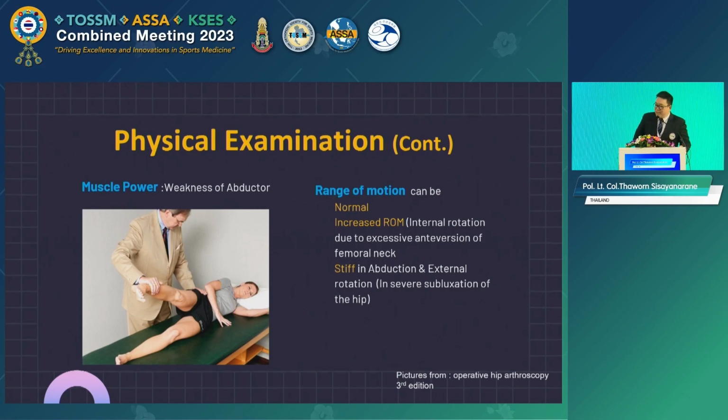We can perform this examination in the lateral decubitus position and ask the patient to abduct and resist us to test the power. The range of motion can be found normal, increased, or stiff. Normally when we examine and find increased range of motion, it is commonly increased internal rotation due to excessive anteversion of the femoral neck. And stiffness may be found in the advanced stage of osteoarthritis. Normally there should be a limit of abduction and external rotation.